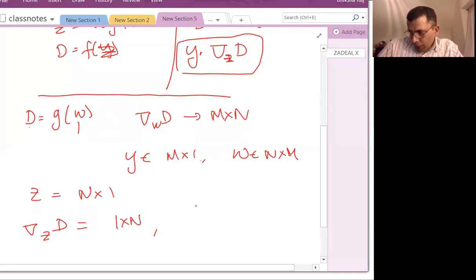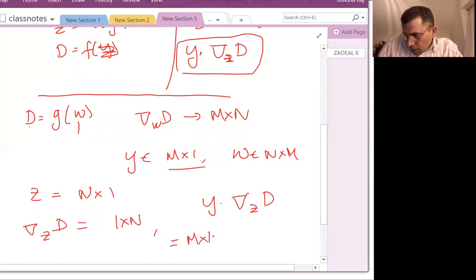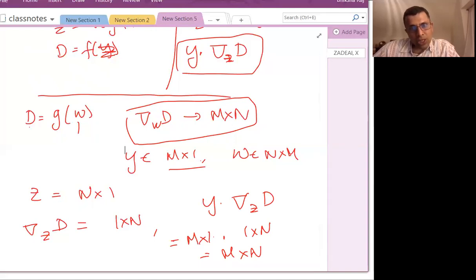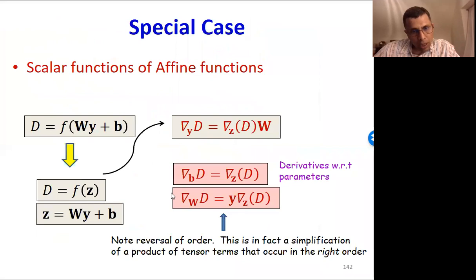So when you have y times the derivative of d with respect to z, this is going to be an m cross 1 column vector times a 1 cross n row vector, which is an m cross n matrix, which is basically what we want the size of the derivative of d with respect to w to be. So we see that this relationship holds. The derivative of d with respect to w is simply y times the derivative of d with respect to z.